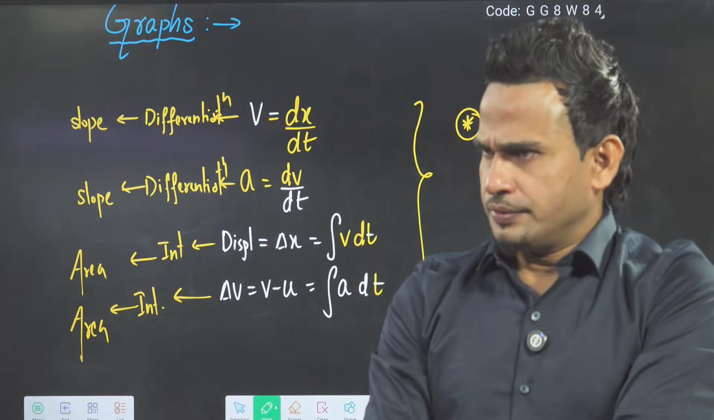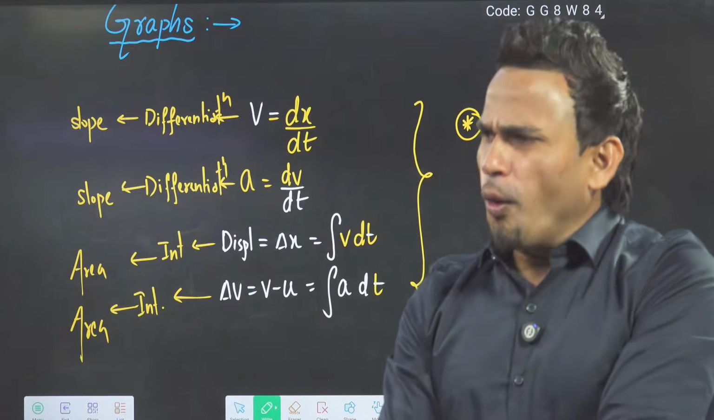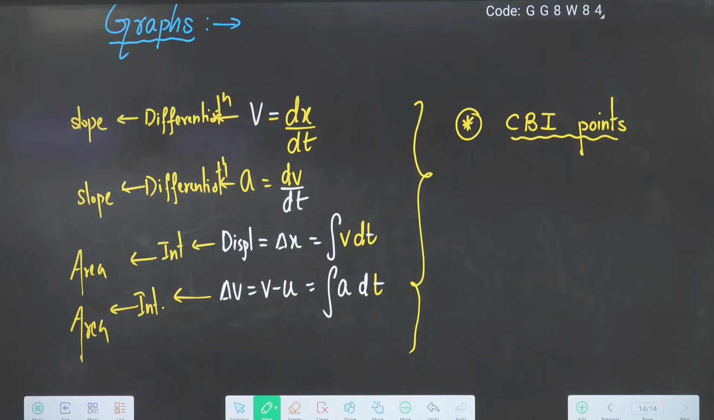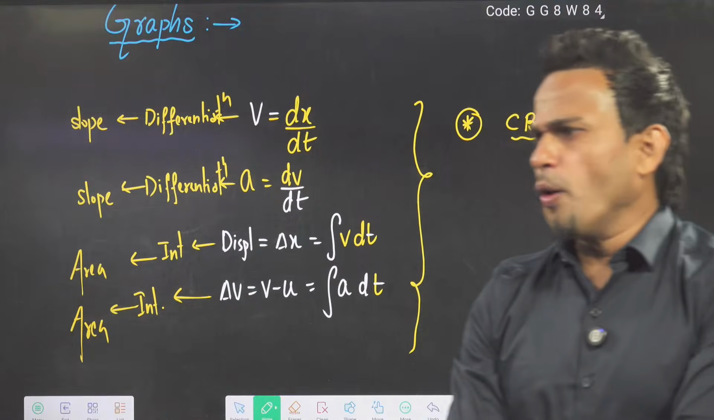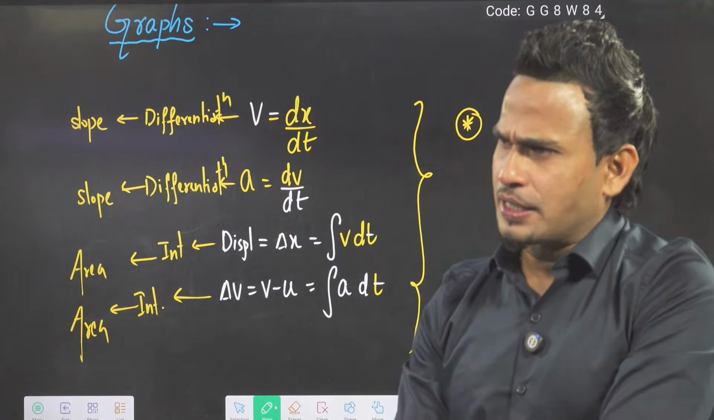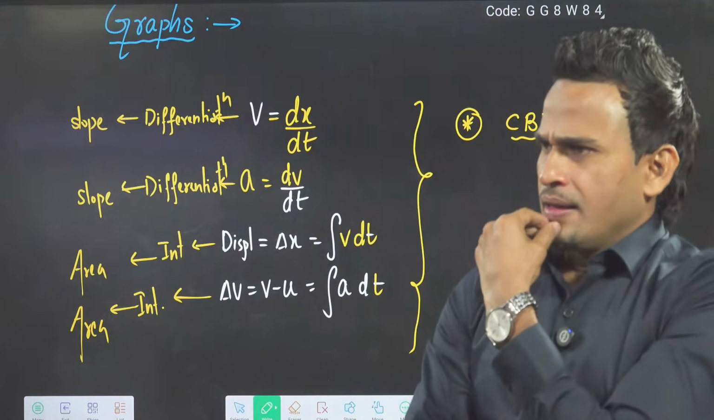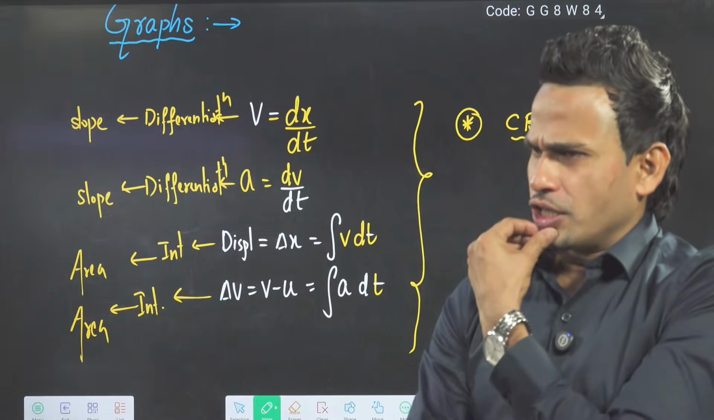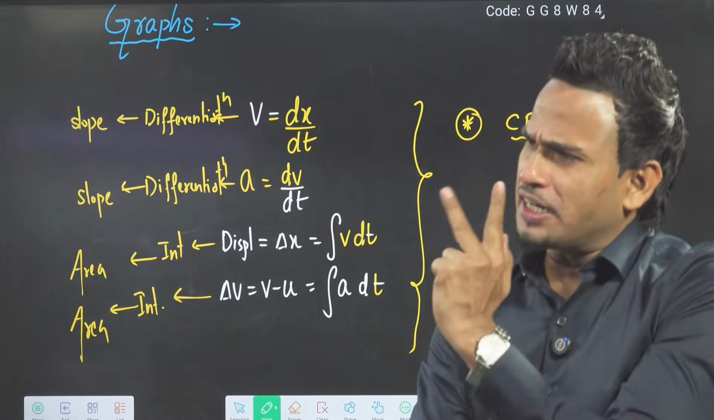Second point. Now you can write by yourself also. You know the concept. Slope of velocity time graph represents acceleration. So these are the 2 concepts related with slope.